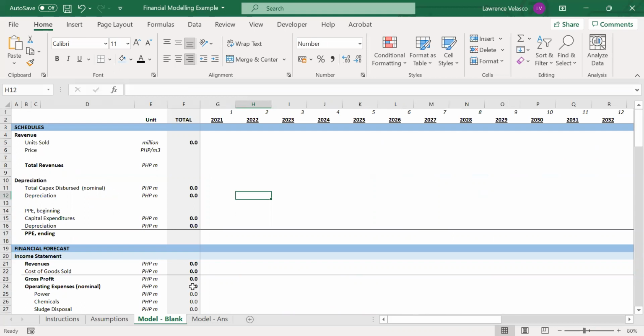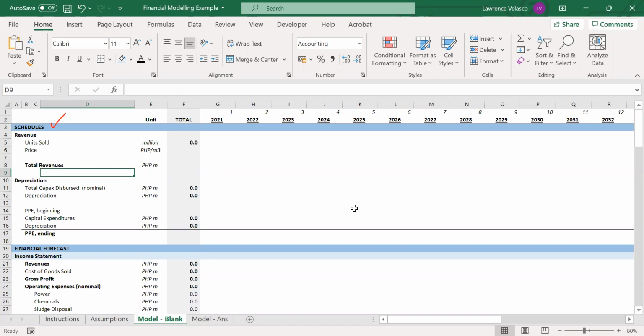So let's now go to the third tab, which is the model blank. So here I've already set it up on how to do it. Okay. Now, how do I usually set up a financial model? First, we start with the schedules. Ano yung schedules? Yung schedules, yun yung mga kailangang i-compute na items. Right? So before mabuo yung bawat item ng financial statements, may mga kailangan i-compute for those items. So usually, I separate it on the top and compute it separately.